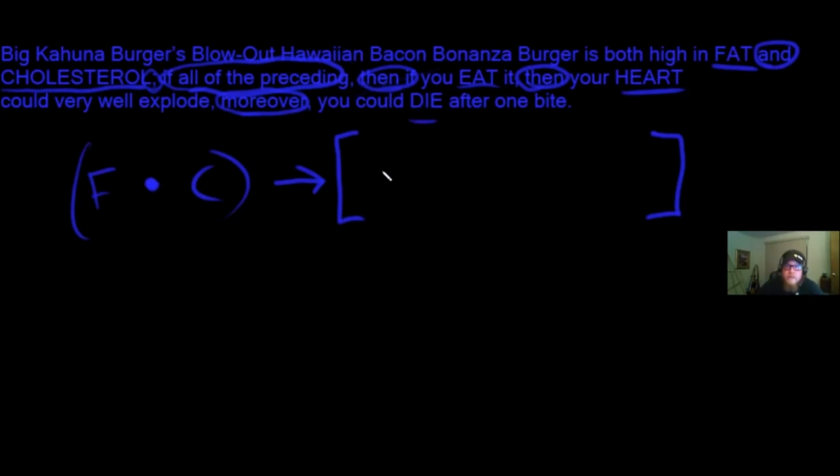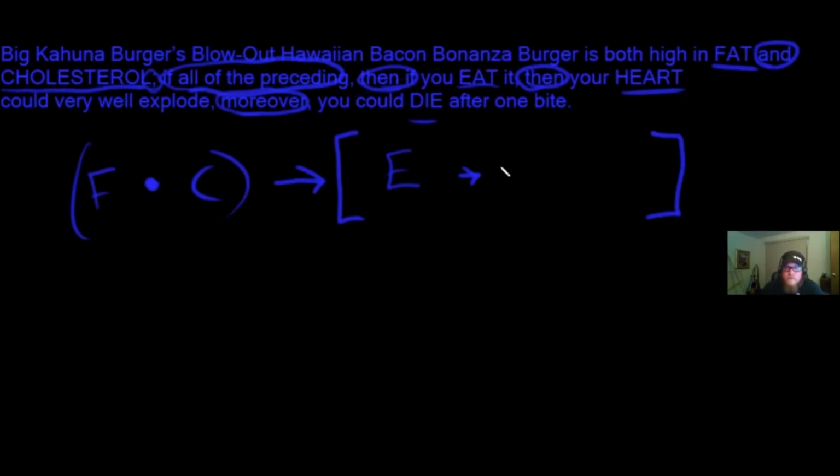So we know we've got this. Let's zoom in here to see what we'd have. If all the preceding, also, if all this happens, so all that's on the left side of the arrow, then what? Then we see then if. That means there's an arrow in here. And then whatever follows this if goes on the left side of the arrow. If you eat it. Then. Okay, so everything that follows this is going on the right side of the arrow.